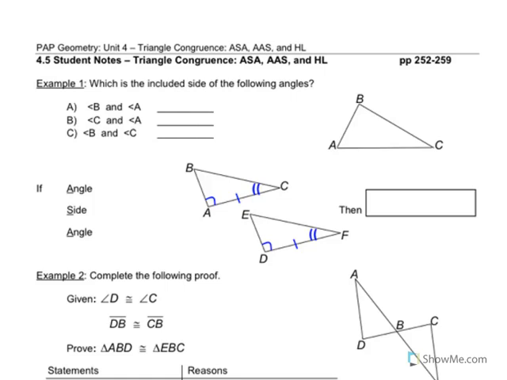Okay, this is pre-AP geometry 4.5, triangle congruence for angle, side, angle, angle, angle, side, and hypotenuse leg. So before we jump into the lesson, let's just do a little bit of review. When we cut out our triangles the other day, we had 5 ways that we determined that we could prove that two triangles are congruent.